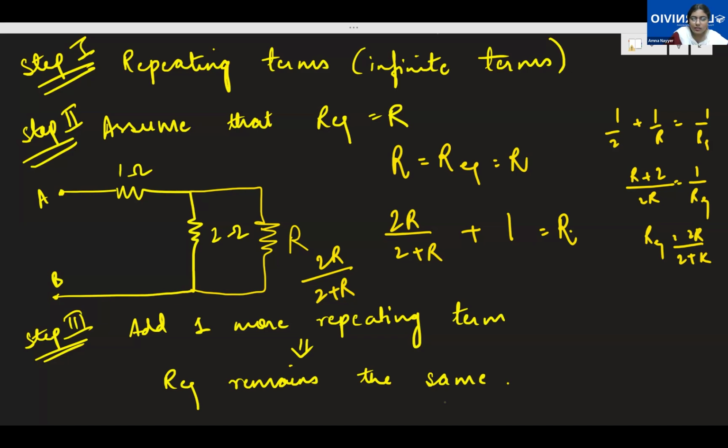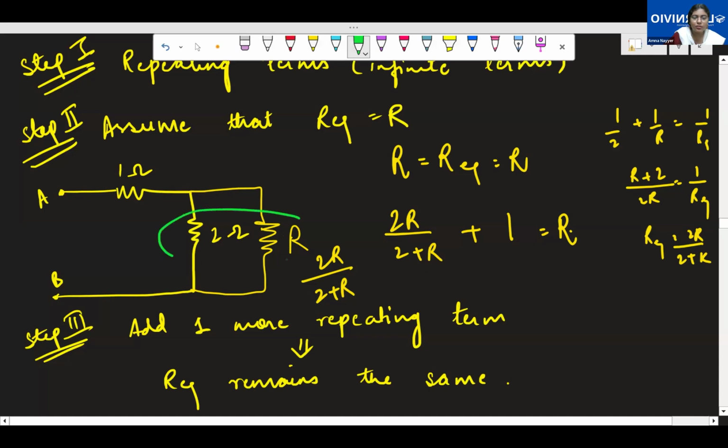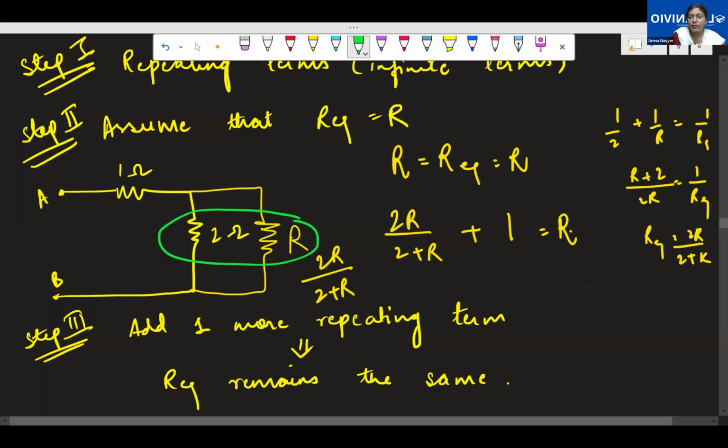How? These two resistors are connected in parallel, right? 2 ohm and this resistor, these two are connected in parallel. So for parallel, what do we have? Look, these two are connected in parallel. These two. Do you agree with this? Yes. Now see, how do we calculate?